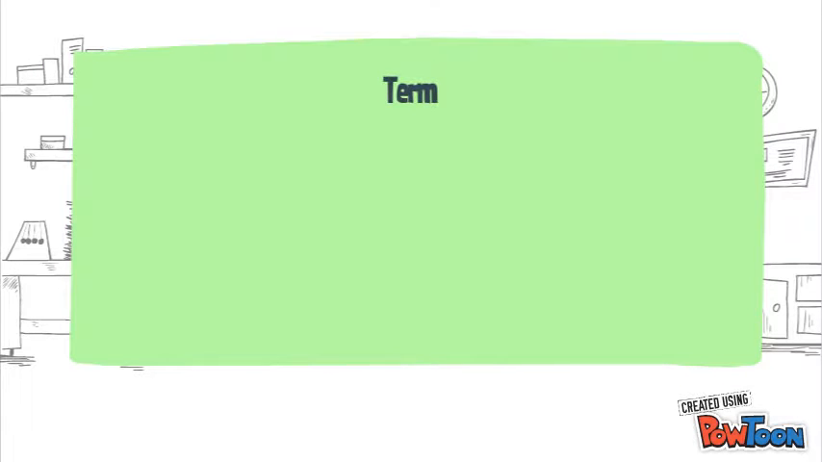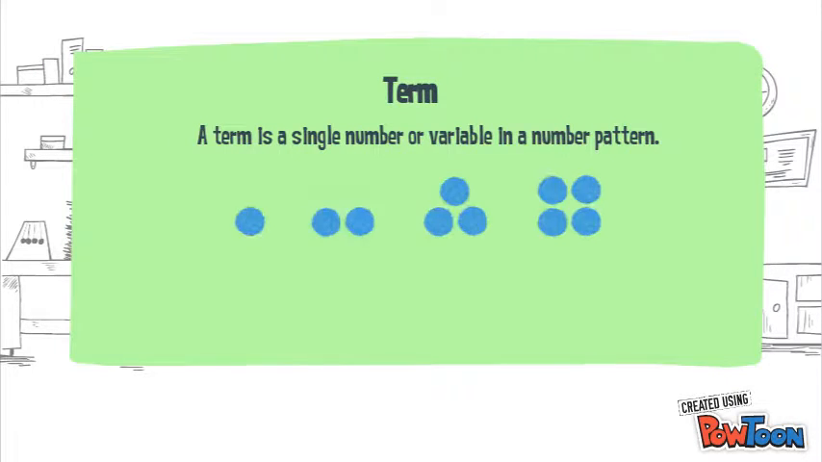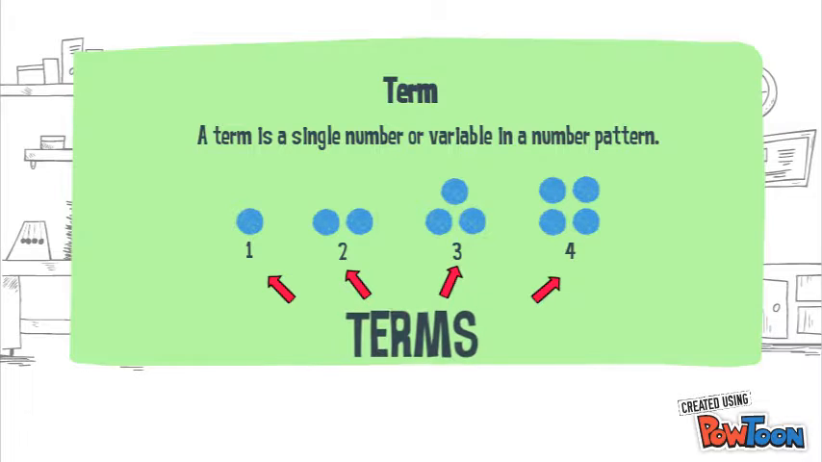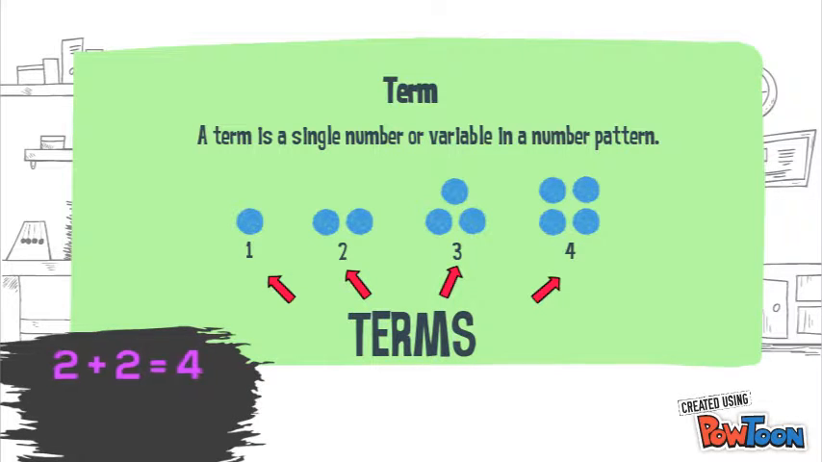Next, term. A term is a single number or variable in a number pattern. The numbers 1, 2, 3, and 4 are terms. Another example below, the numbers 2, 2, and 4 are terms.